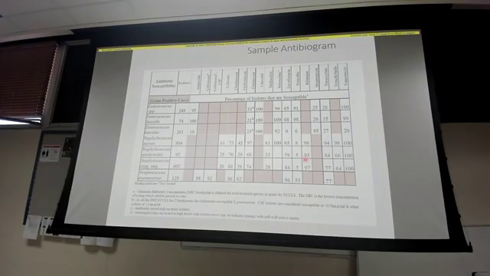Because as our resistance increases, these numbers start to go down, and the drugs that we have available to defeat these bugs start to go down, okay? And then we have people sick, and they will die from the infections that they have because we don't have the drugs to treat those infections.